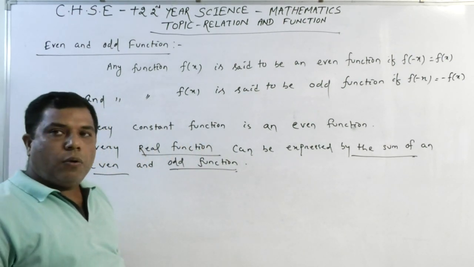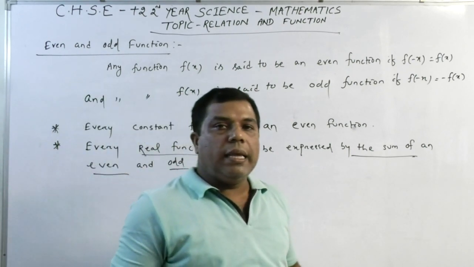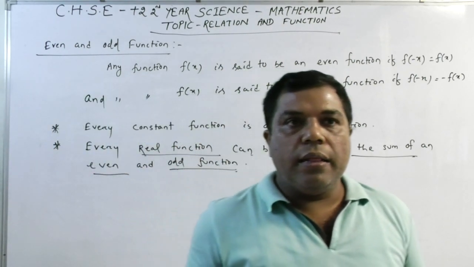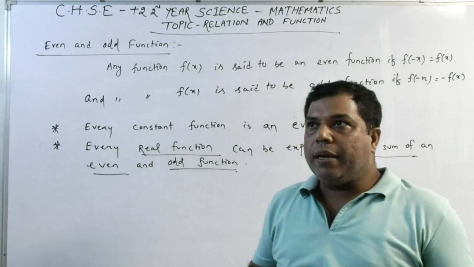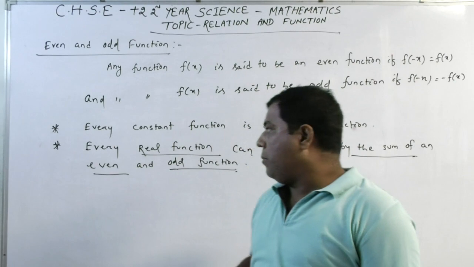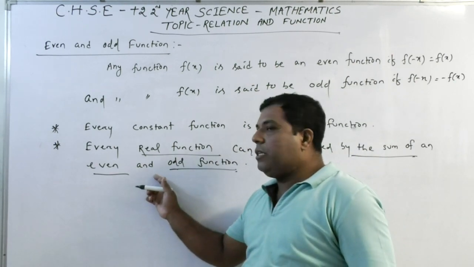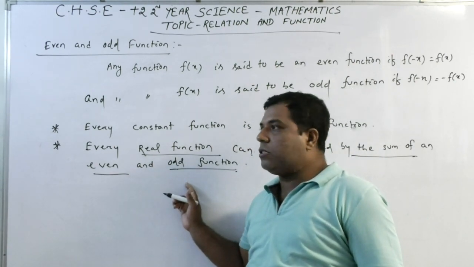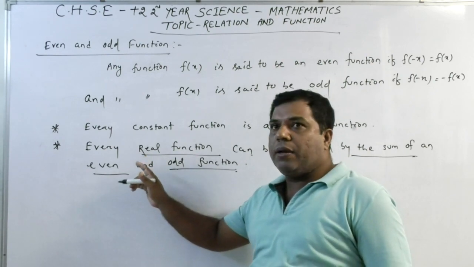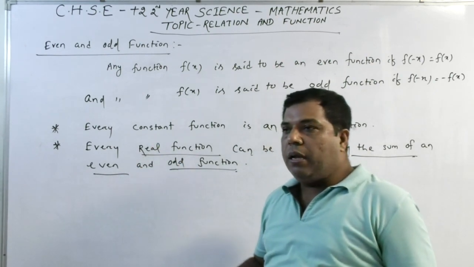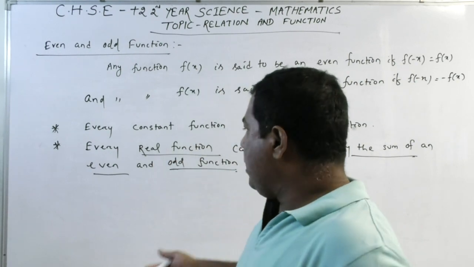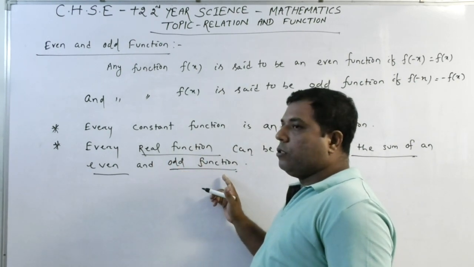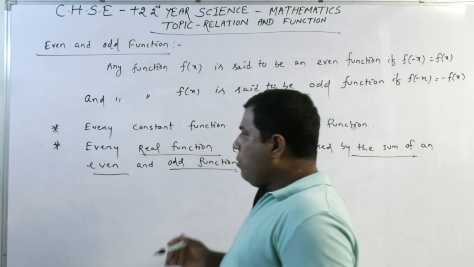Okay? What does it mean? It means if a function is there, then we can split it, or we can represent it by the sum of two expressions, out of which one is behaving like an even function, and the other expression is behaving like an odd function. How do you see it?